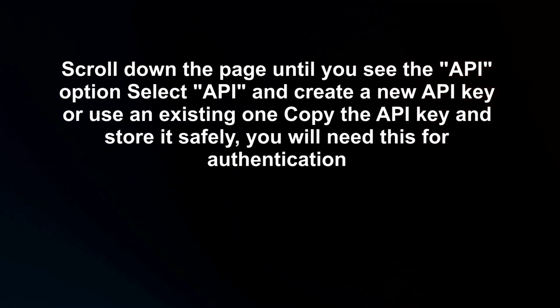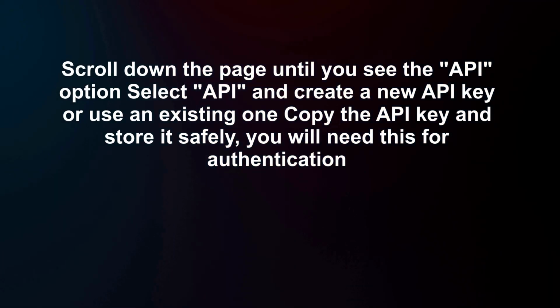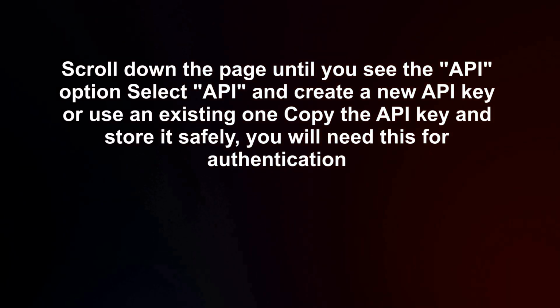Scroll down the page until you see the API option, select API and create a new API key or use an existing one. Copy the API key and store it safely. You will need this for authentication.